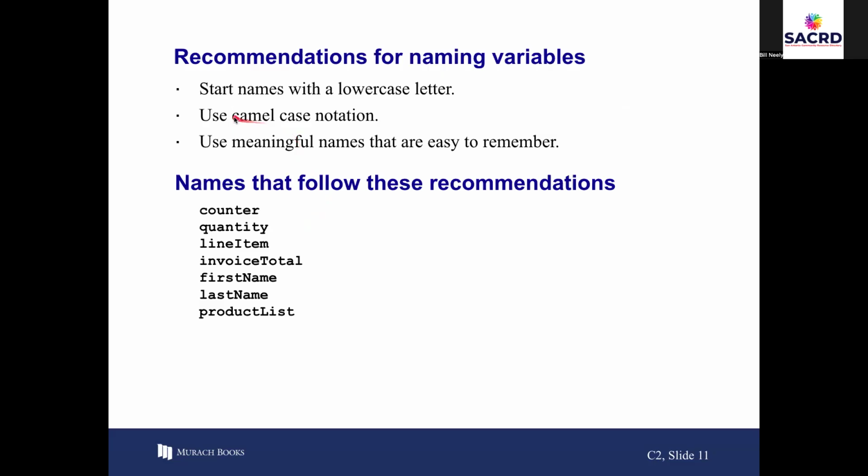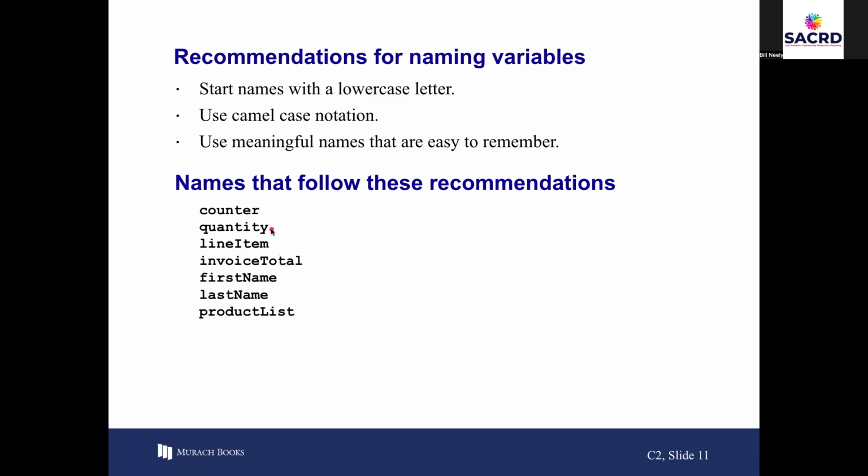Okay, camel case notation: always start with a lowercase letter and use meaningful names. You don't want to define your variables as A, B, C, or X and Y unless X and Y have some kind of context in your program. You always want to use things like counter, quantity, invoice total, first name, last name. These are descriptive names that will help you as you try to read the program, will help you understand what the program is trying to do.